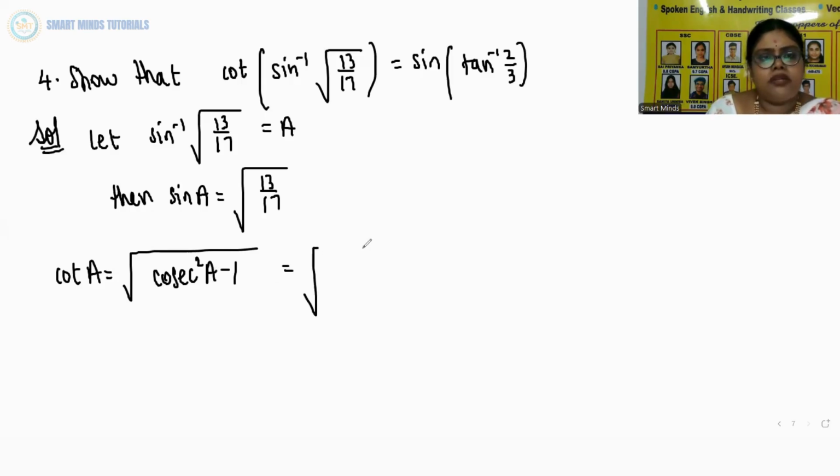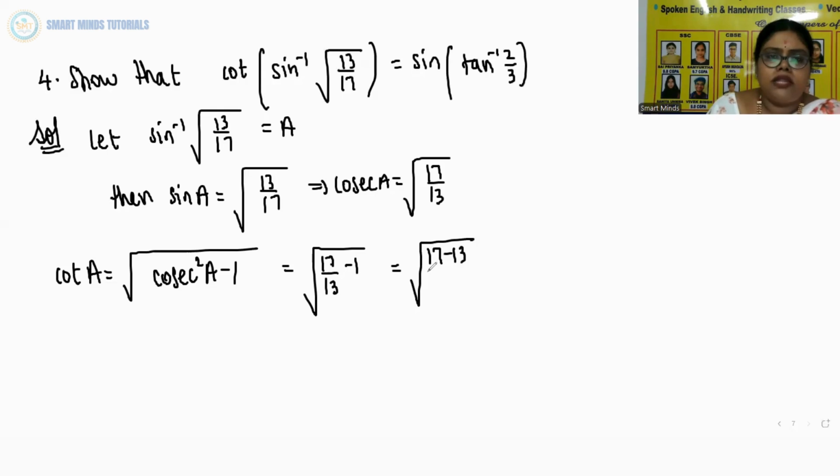If I substitute it, now see here sin A is root 13 by 17. So, cosec A will be root 17 by 13. Cosec is reciprocal of sine and its square will be 17 by 13. 17 by 13 minus 1. Now if you take the LCM, 17 minus 13 by 13. That is root 4 by 13. Root 4 is 2. 2 by root 13. So we got cot A value.